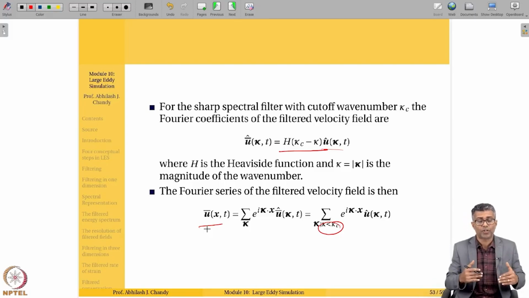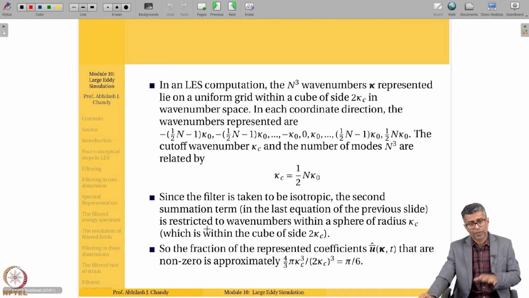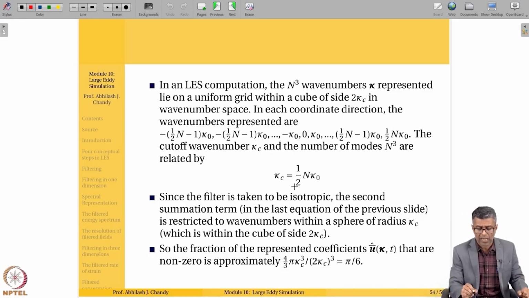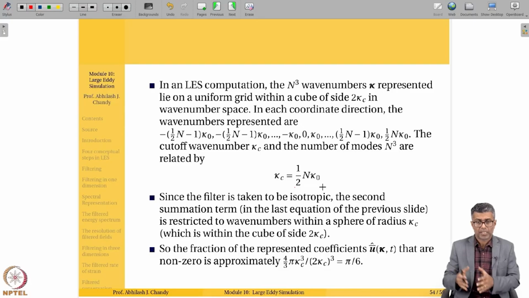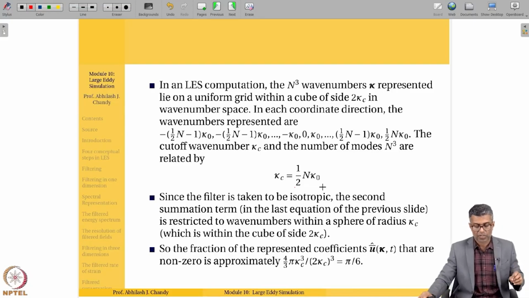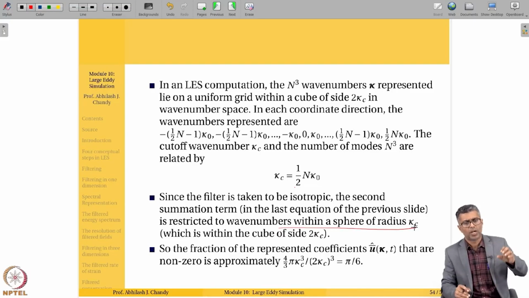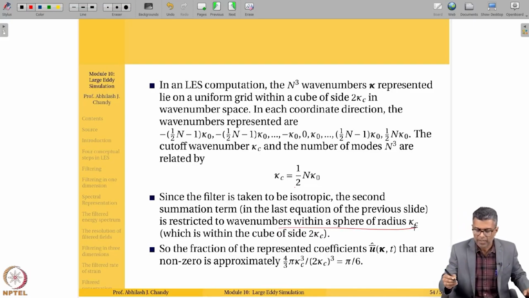That becomes your filtered velocity field. So this is how the filtered velocity field is defined in terms of the Fourier series. Now your summation is only till kappa c, not for the entire kappa, isn't it? We have seen this before. And we define our cutoff wave number as half n kappa naught, because that is our new wave number. This is your LES grid, and since the filter is taken to be isotropic, the second summation term, basically the last equation in the previous slide, is restricted to wave numbers within a sphere of radius kappa c. We have seen this multiple times. All of which is within a cube of side 2 kappa c.